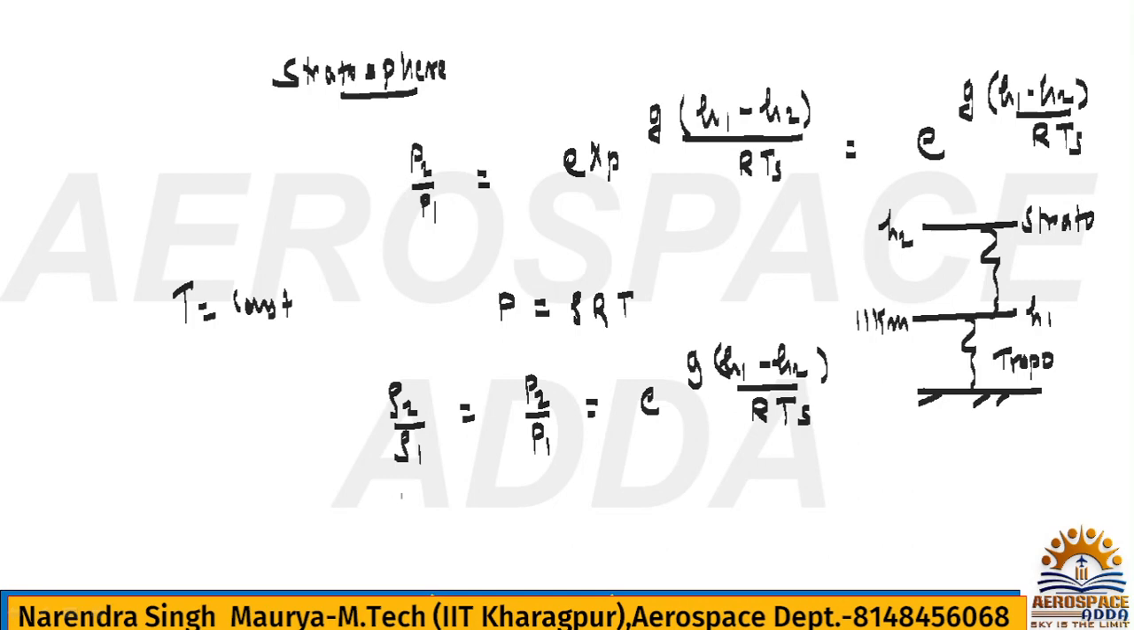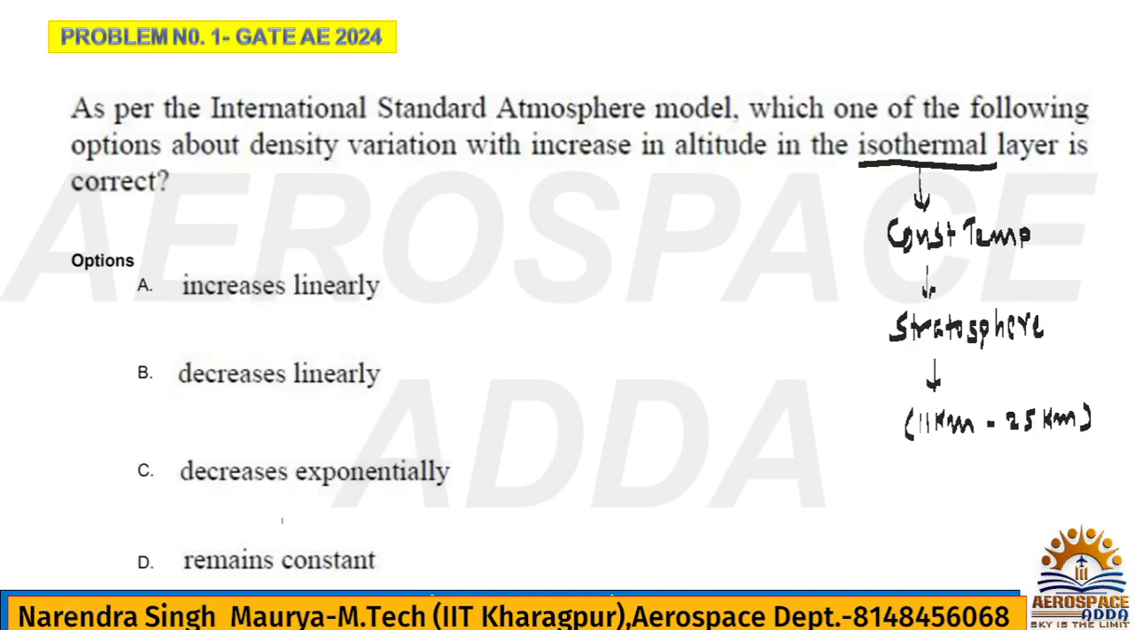If you check the relation, first, the density or pressure variation is exponential. Now the question is whether it is increasing or decreasing. As I mentioned already, it is decreasing, because as you increase the altitude, the H2 value increases, so the power becomes negative. You can understand that rho2 and rho1 are a function of an exponent. Exponential variation will be there, and it is decreasing. So what is the correct answer? Decreases exponentially. This is the correct answer.